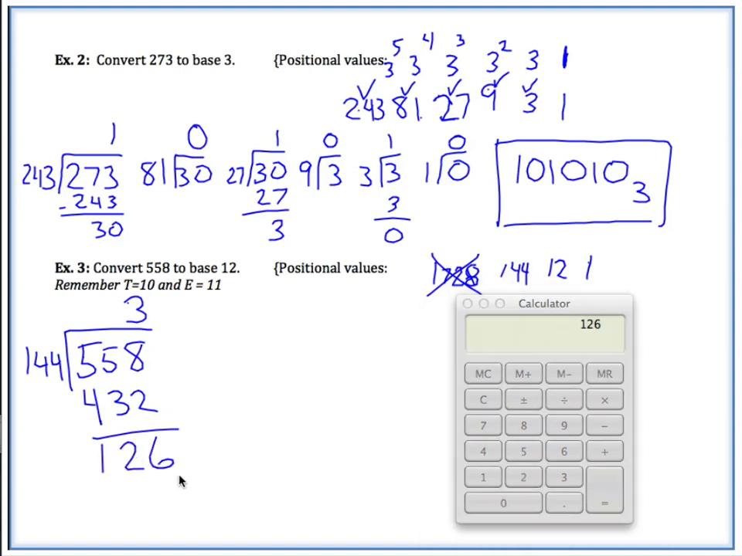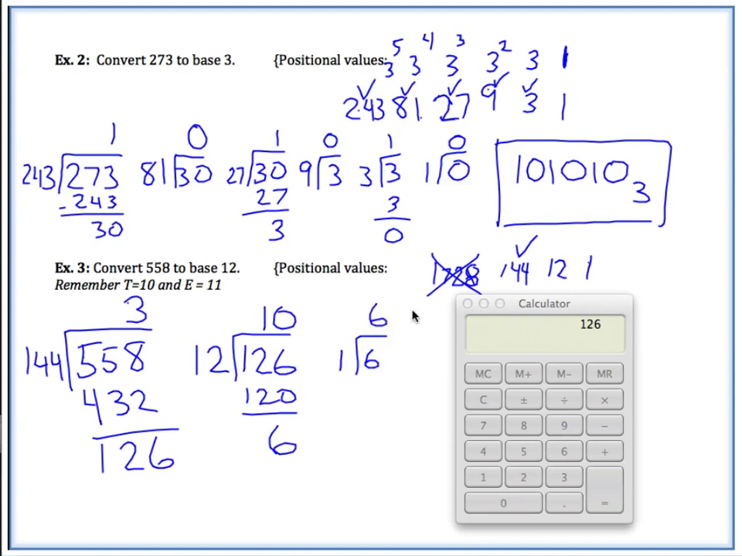126 left over. So what do we divide by next? Well, the next smaller place value, which is 12. Here we can see that 10 is going to go in nicely there. So 10 times 12 is 120. We have 6 left. And then 6 divided by 1 is 6. Okay, so we have 3 place values here, 3, 10, and 6.